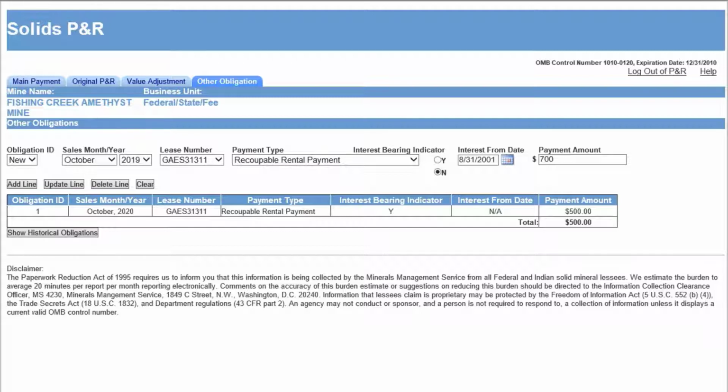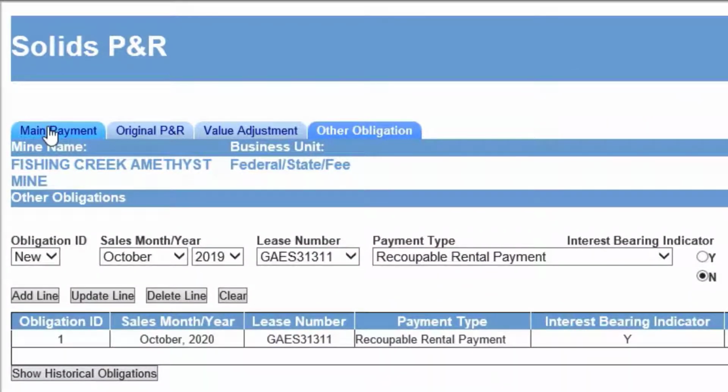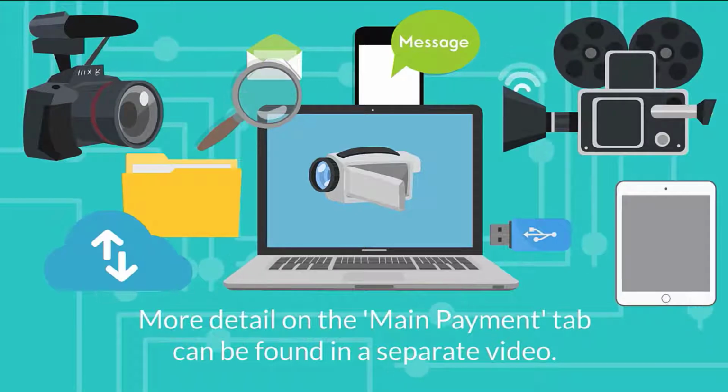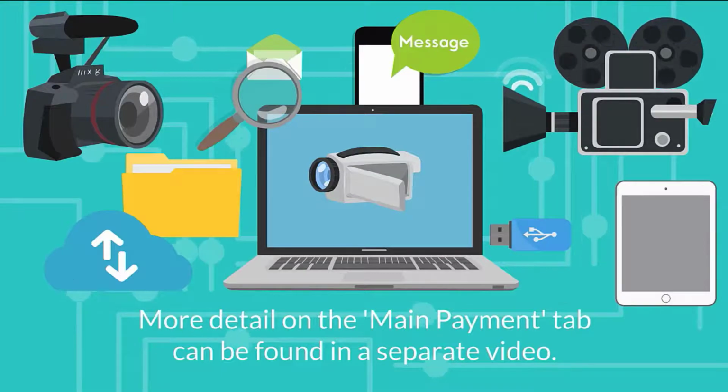Once you are satisfied that you have entered all your obligations correctly, click on the Main Payment tab to go to the Main Payment page. More detail on the Main Payment tab can be found in a separate video. If you have any questions, contact a Solid Minerals reference data analyst.